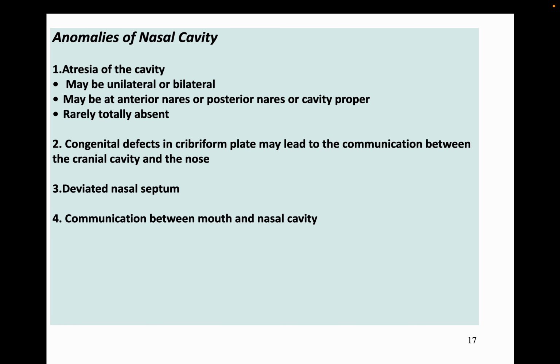Now with this knowledge of the development of the nasal cavity, if arrest happens at any stage, that can lead to different anomalies. First is atresia of the cavity, which may be unilateral or bilateral, may be at the anterior nares or posterior nares or of the cavity proper, or rarely they are totally absent. Now a congenital defect in the cribriform plate may lead to communication between the cranial cavity and the nose.